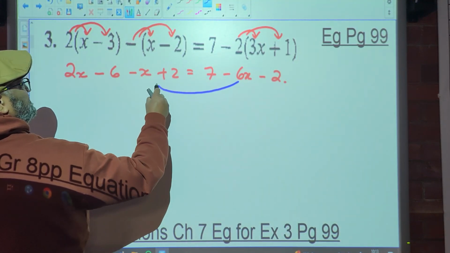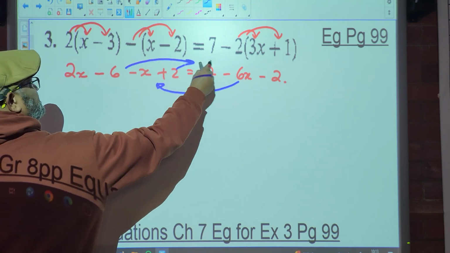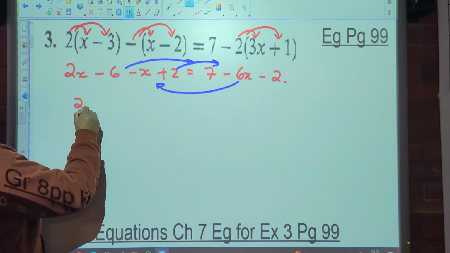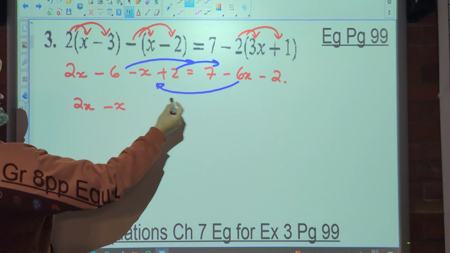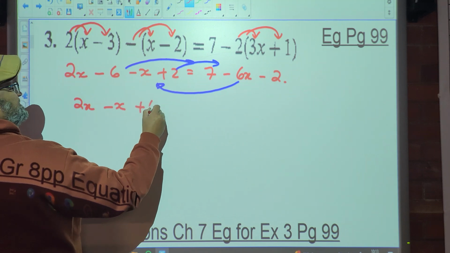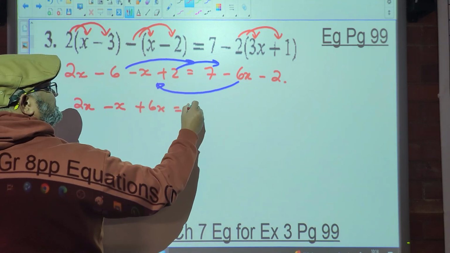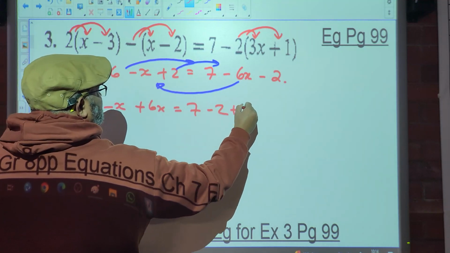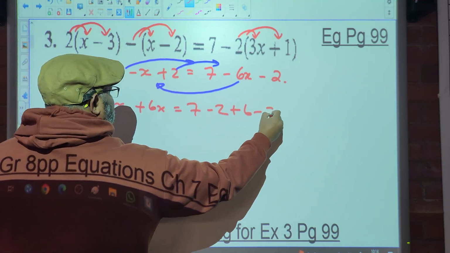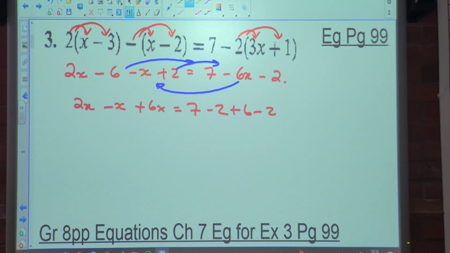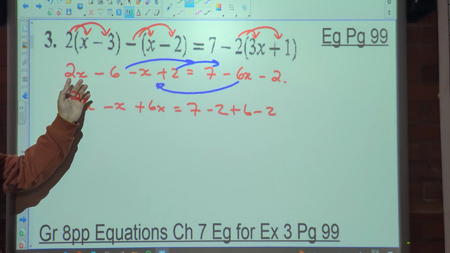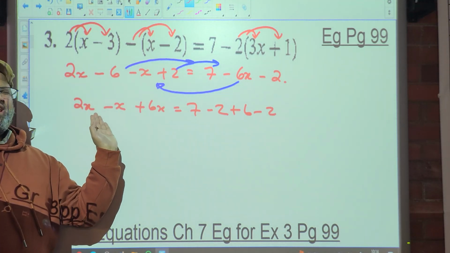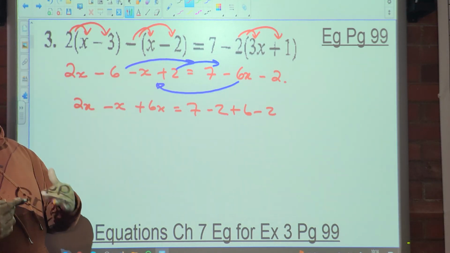What do we do? X is one side, numbers the other side. Not so? So what do we get? 2x minus x plus x equals 7 minus 2 plus 6 minus 2. Alright, make it a habit of whatever you're staying on the left hand side, I always write that first. You always see me write that first. You don't have to, but this works systematically. Okay?